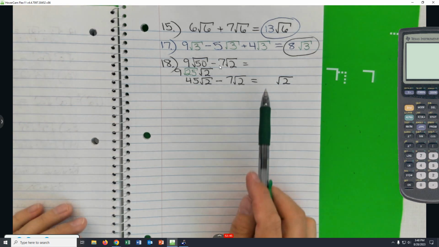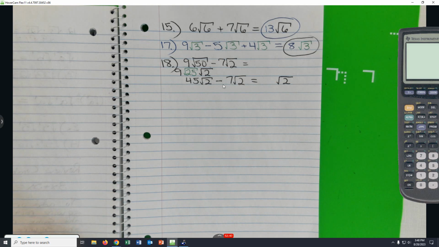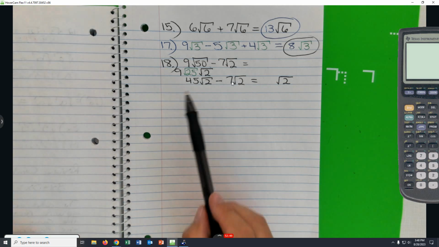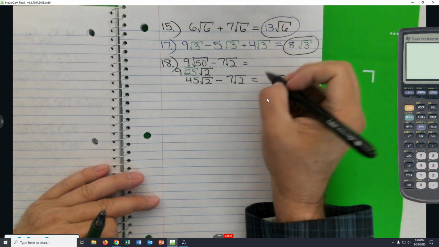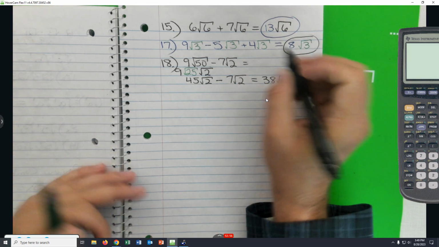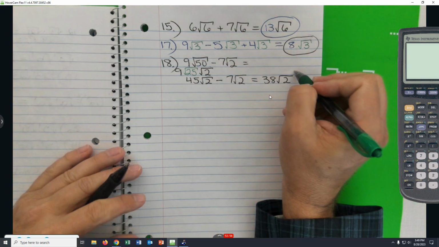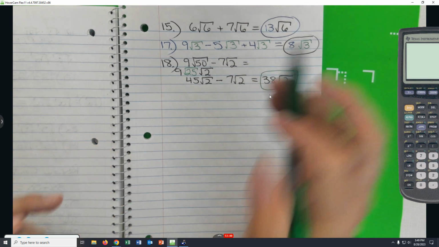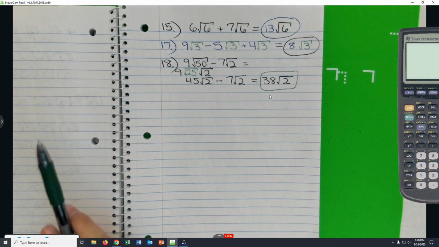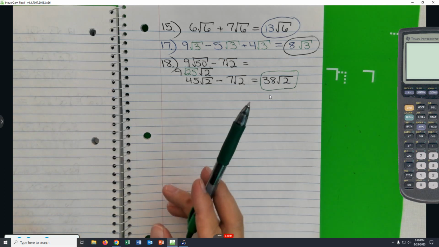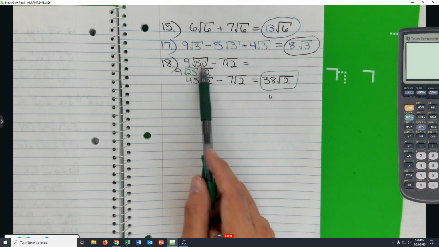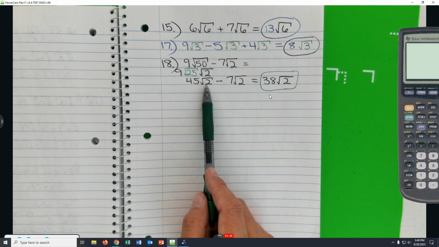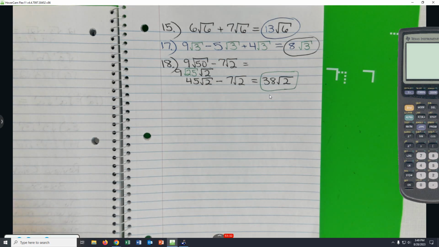What's the coefficient going to be? 45 minus 7, I agree with 38. So 38 square roots of 2. If you're trying to add or subtract radical terms that are not like radical terms, you're going to have to either be able to reduce them so that you get like radical terms, or else the thing can't be reduced.